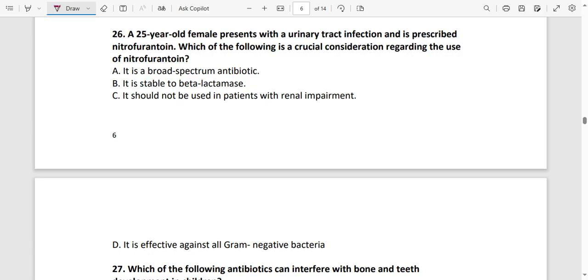A 25-year-old female presents with a urinary tract infection and is prescribed nitrofurantoin. Which of the following is a crucial consideration regarding the use of nitrofurantoin? A, it is a broad spectrum antibiotic. B, it is stable to beta lactamase. C, it should not be used in patients with renal impairment. D, it is effective against all gram-negative bacteria. Anyone to help with that?